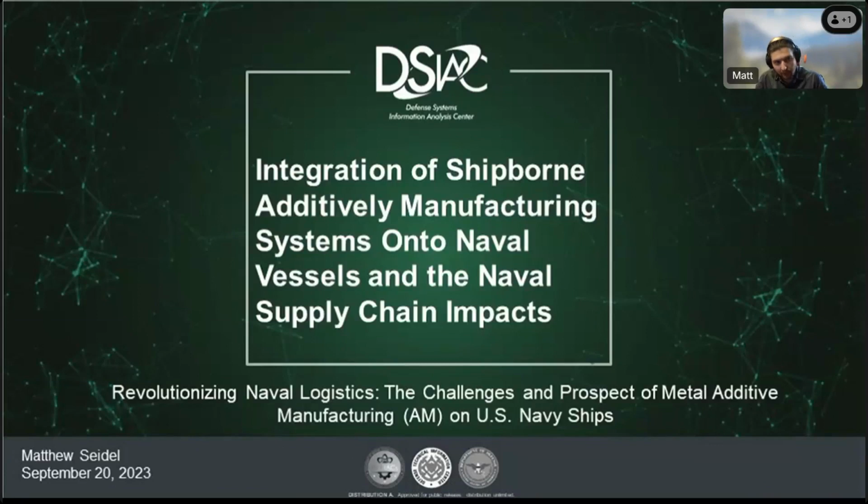So my topic is integration of shipborne additively manufactured systems onto naval vessels and the naval supply chain impacts. That's a big, long DoD kind of title for we want metal 3D printing on naval ships to basically increase the readiness, increase the supply chain, and also help with obsolescence and spare parts. So we'll jump right into it here.